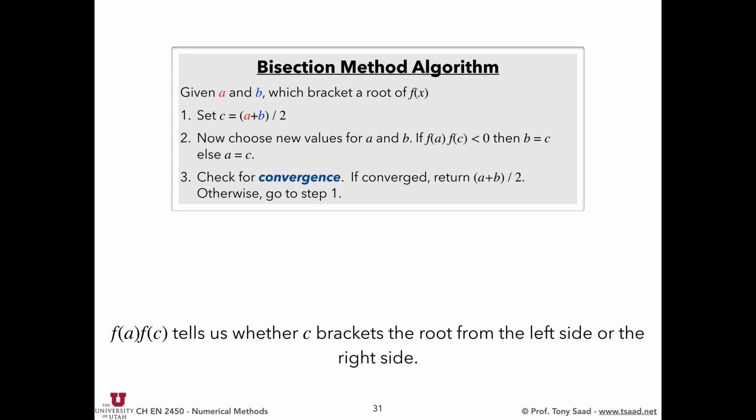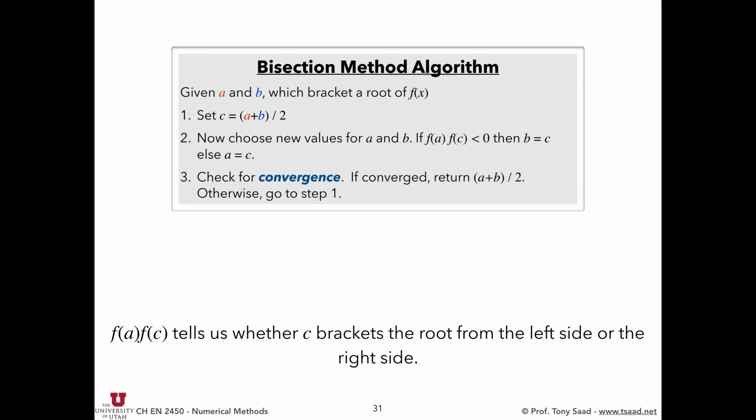And so if f of a times f of c is negative, then we know that there's a change of sign between f of a and f of c, and a and c are located at different sides of the root. So since a is to the left, then the new b is going to be the c value, and that's going to be our new interval. Otherwise, a becomes c. Then check for convergence. If converged, return c or (a plus b) over 2, otherwise continue.